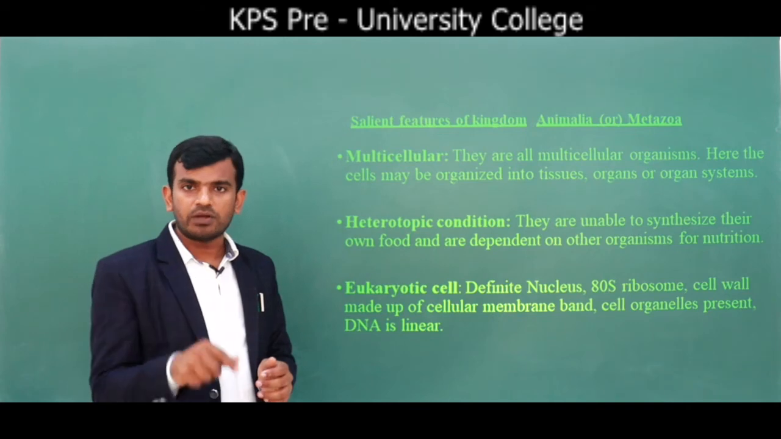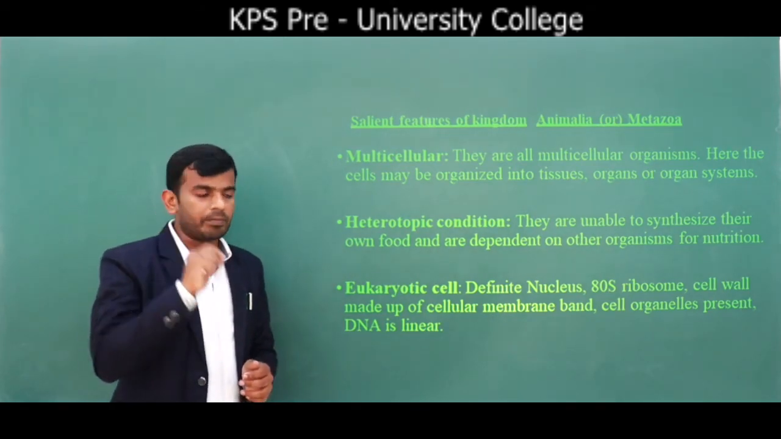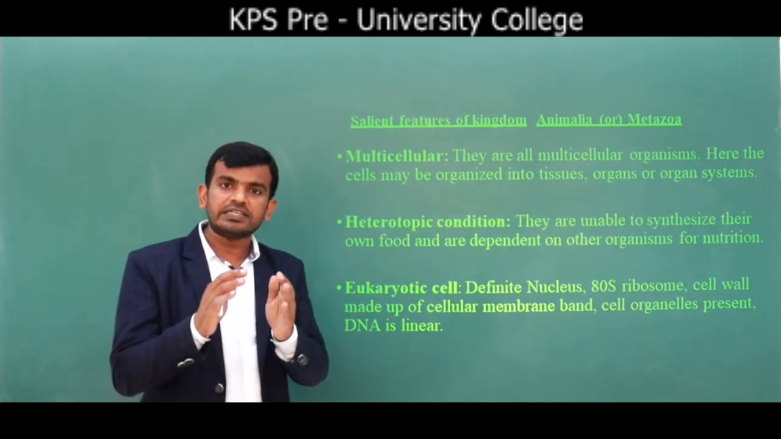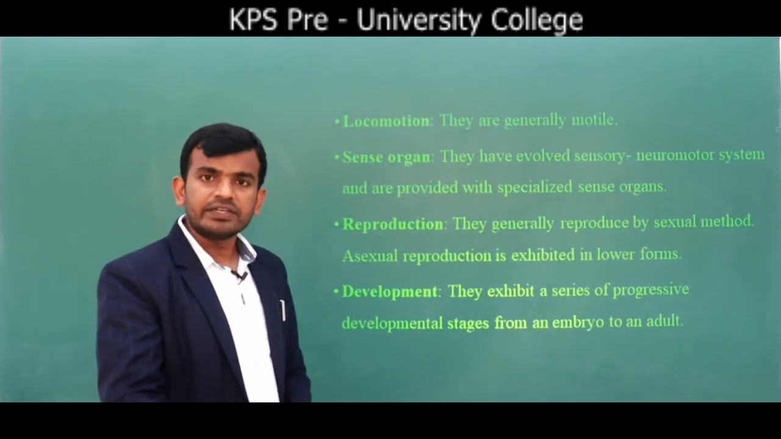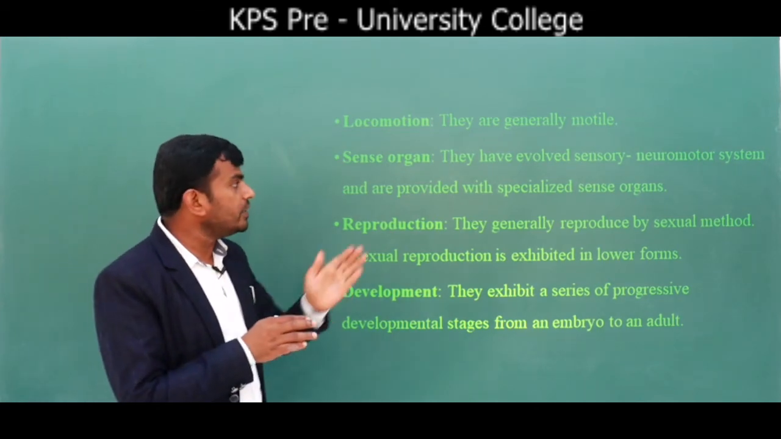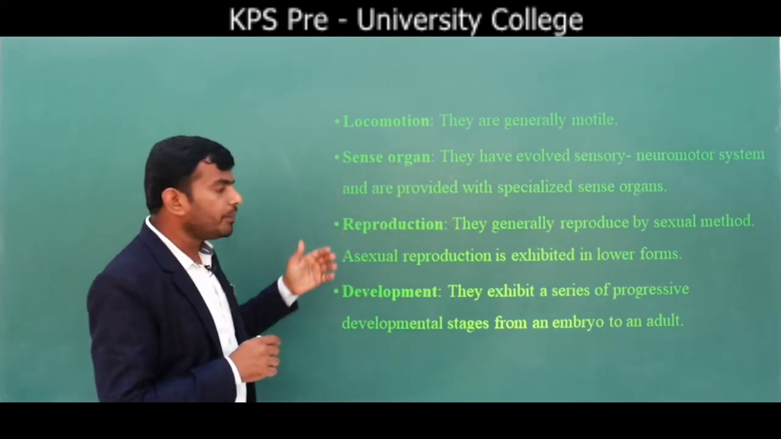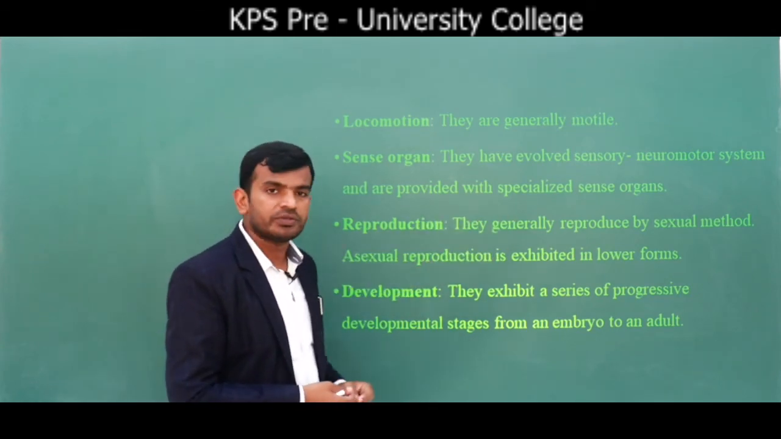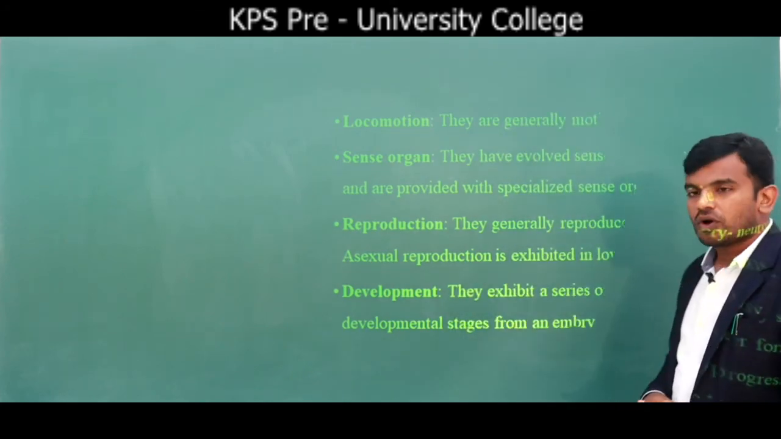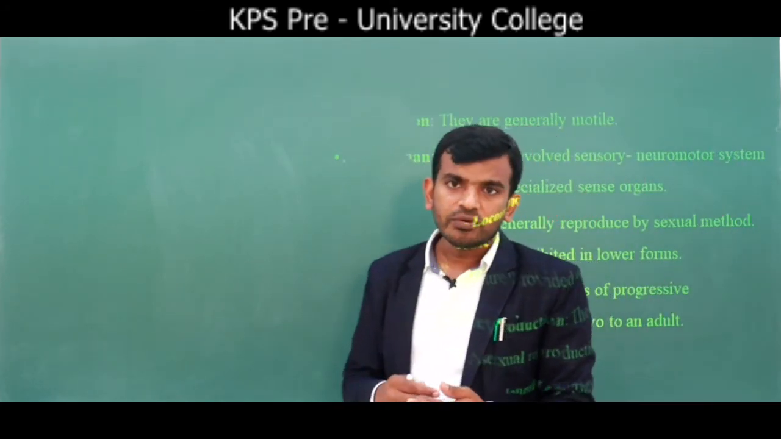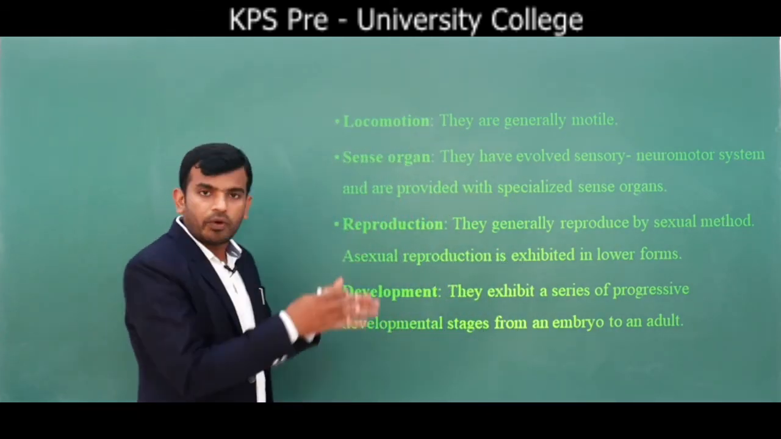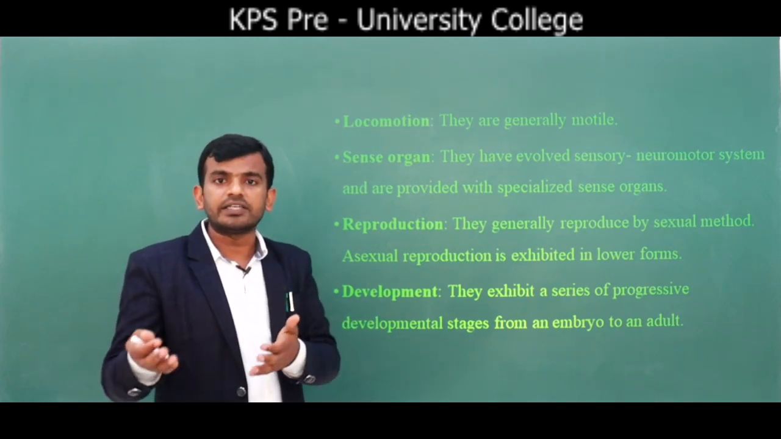If it is a plant cell they have a cell wall, if it is an animal cell they have a cell membrane. You can also see membrane bound cell organelles, and DNA is linear, straight linear DNA you can see. Animals show movement, that means locomotion is well developed, and the sensory neuromotor system is well developed. Reproduction in higher organisms is sexual, in lower organisms it is asexual. Development means a series of developmental changes from zygote to adult, and this process is called development. And these are the points included in kingdom Animalia.